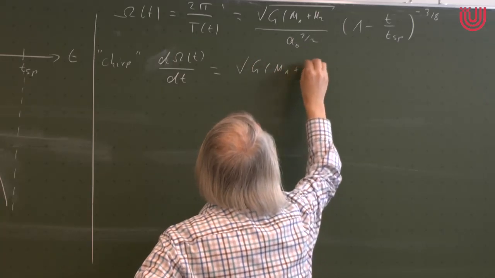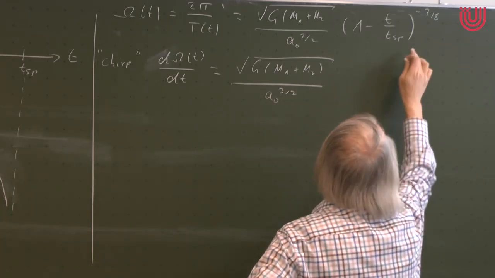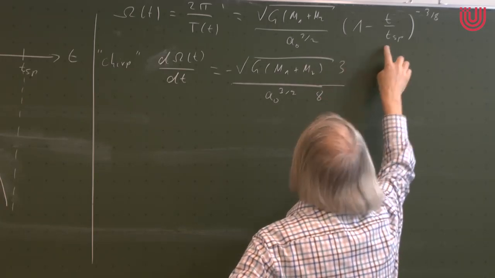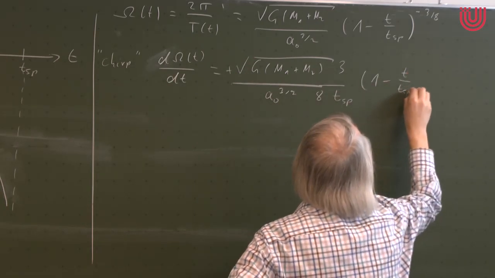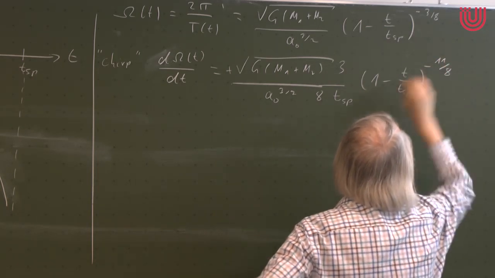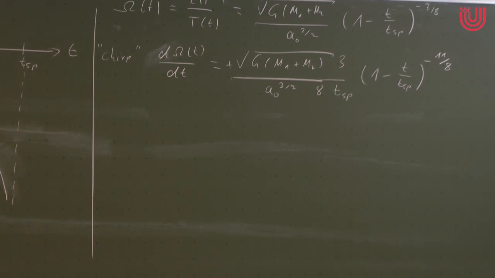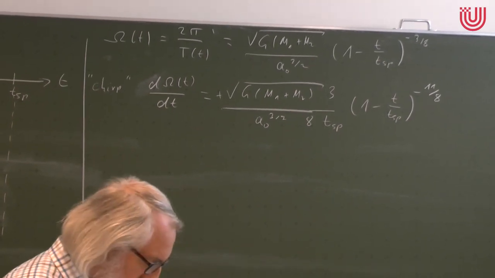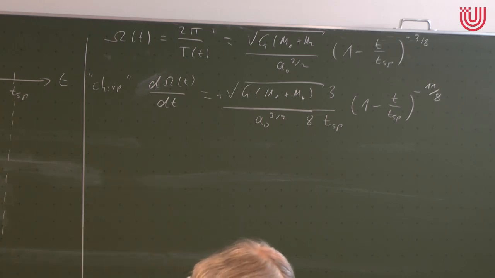Root G (m1 plus m2) divided by a naught to the 3/2. So I have to differentiate this now. This gives minus 3/8. Inner derivative gives another minus 1 over t_sp, and 1 minus t over t_sp to the power minus 3/8 minus 1, which is minus 11/8, right? Okay, we can discuss all this a little bit more specifically because for circular orbits we can actually write down the field in the far zone explicitly, and that will be the last thing I'll do today.